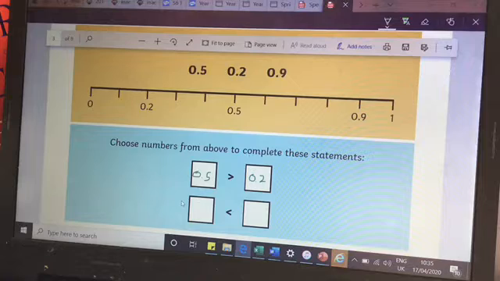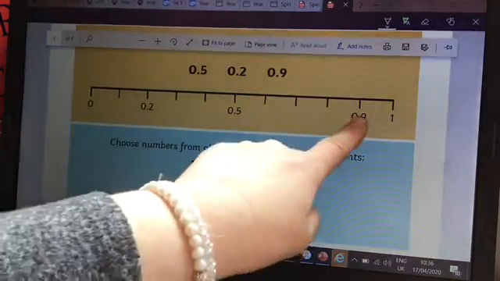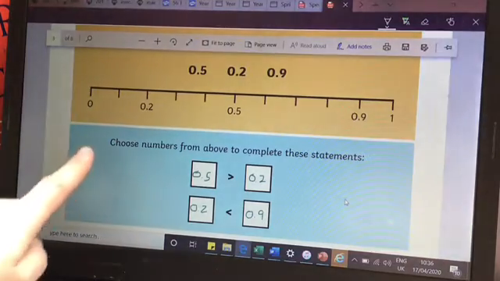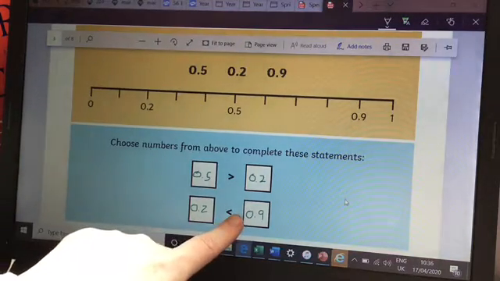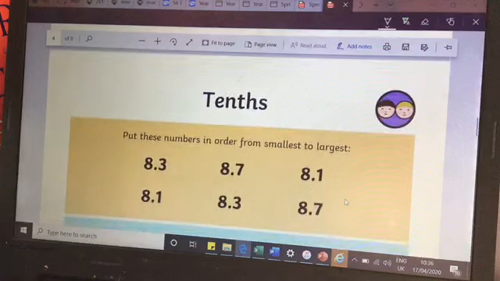Okay, hopefully you've chosen a number. So in my box, I'm going to put 0.2. That's the smallest number on there. 0.2 is smaller than, and I'm going to choose 0.9. Oops, that's not a very good 9. It's very hard to draw the numbers on the computer. So 0.2 is less than 0.9. Do you agree my statements are correct? Well done.